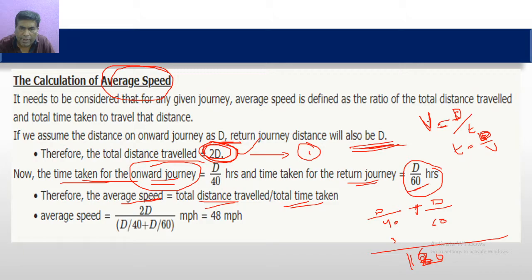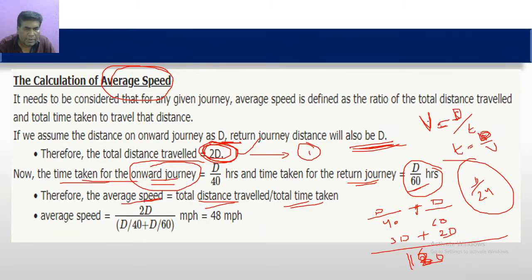40 threes are 120, so 3d. 60 twos are 120, so 2d. So 3d plus 2d, 5d by 120. How much will we get? 5d by 120, after cancellation, we will get d by 24.